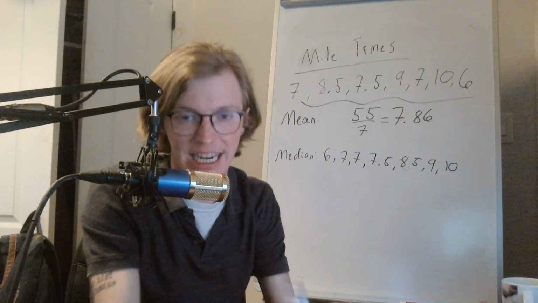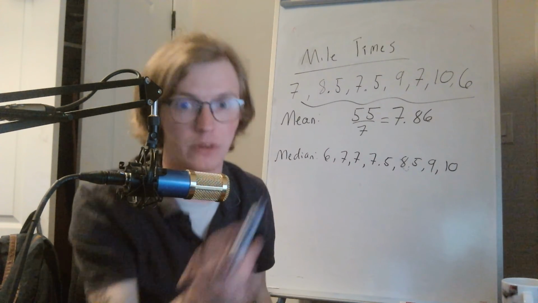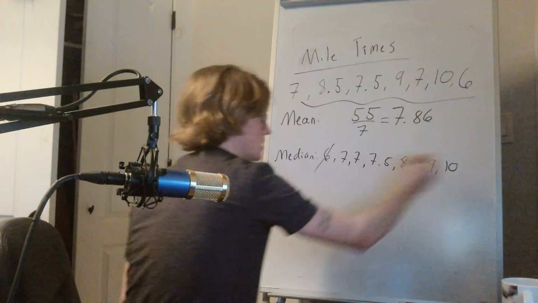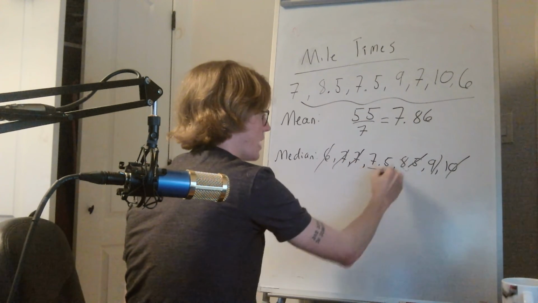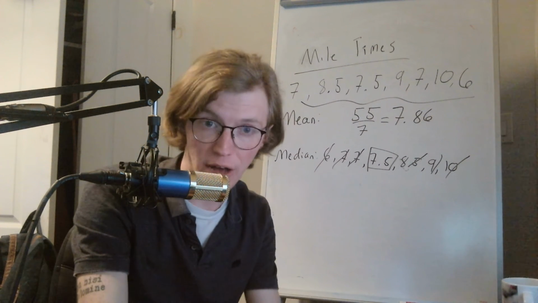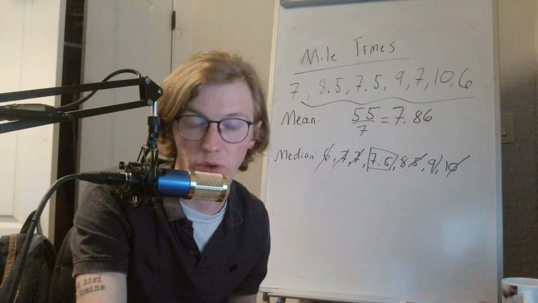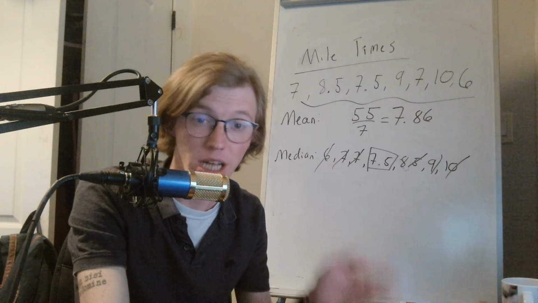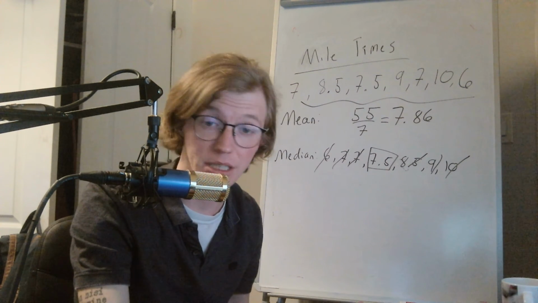And the best way to do that is to knock off one from the front, then knock off one from the end, then knock off the second one from the front, then the second one from the end, until you get to one in the middle. So let's do that. 6 and 10 are gone, 7 and 9, 7 and 8.5, and you have 1 left, and that is 7.5. So the median, the middle value, is 7.5. And what that tells you is the middle time ran, the person that finished right in the middle, not the average time, was 7.5. 7.5 minutes will be the median for mile times in this race.